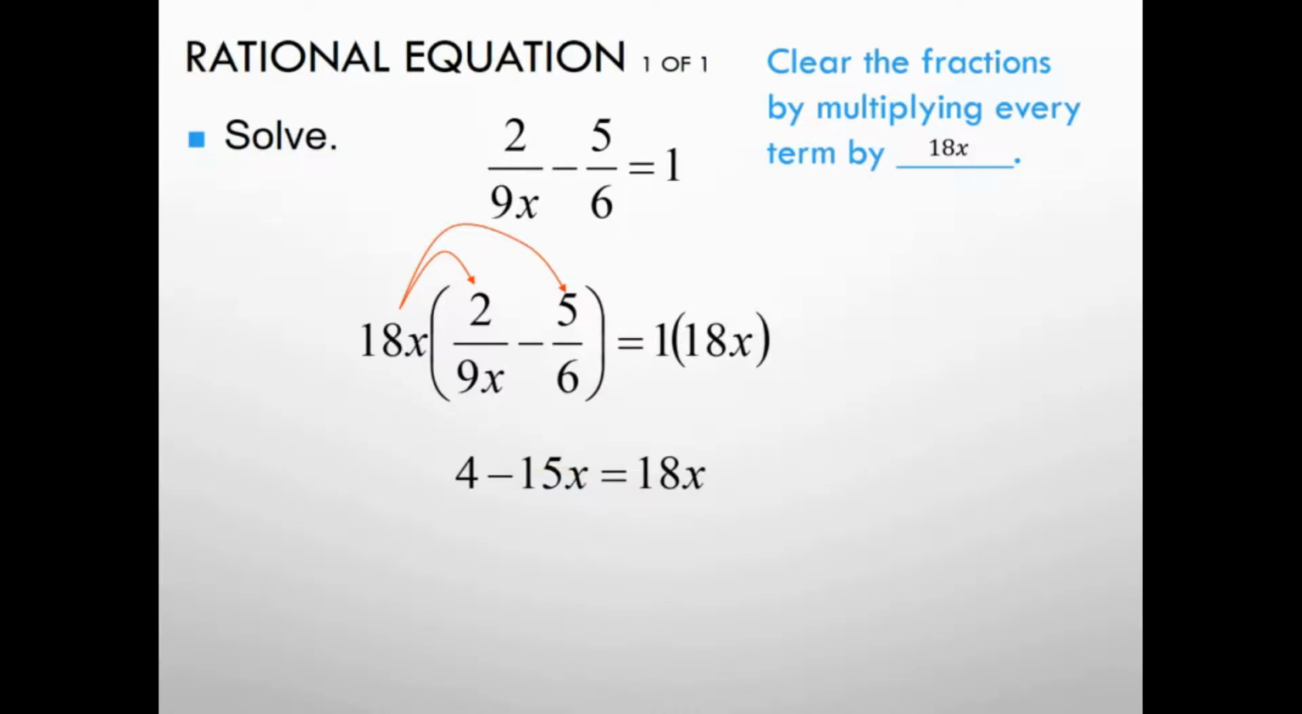We have the variable on both sides of the equation. Our next move is to get it on one side. We'll accomplish that by adding 15x to both sides. And last, to undo multiplication, we'll divide both sides by 33, the coefficient on x, to leave us with x with a positive coefficient of 1 equal to the value 4 over 33.